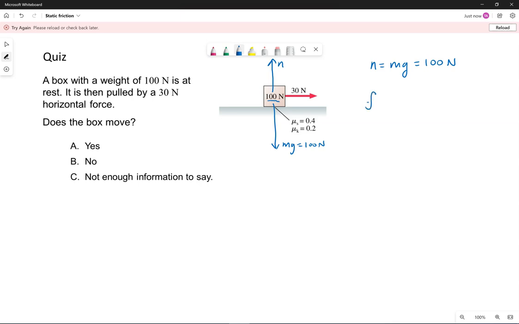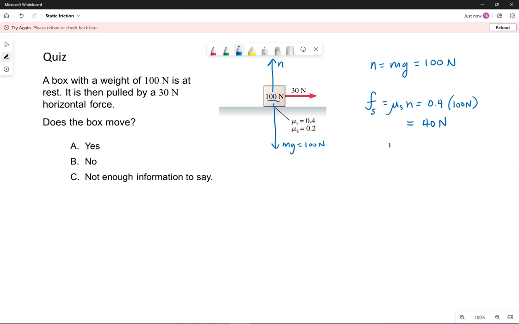So we always need to compare to this maximum possible value. So whenever we say the force of static friction is the coefficient of static friction times the normal force, this value gives us the biggest that the static friction force can be. So in this case, they've given us a static coefficient of 0.4. We know the normal force is 100 newtons. So the maximum force of static friction is 40 newtons.